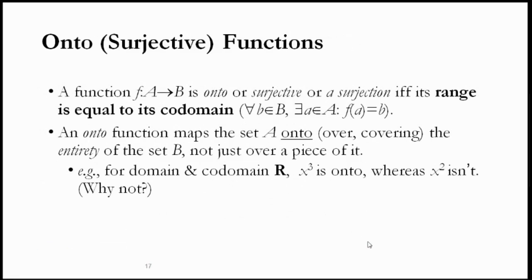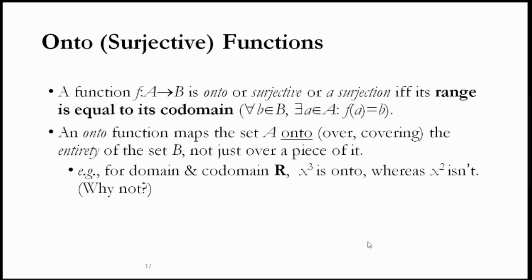Now we'll see the surjective. A function f: A to B is onto, or surjective, or a surjection, if and only if its range equals its codomain. Previously we have seen range is different and codomain is different. Range is only the mapped outputs. Codomain is the possible outputs. Now the cardinality of the range and codomain is becoming equal in case of surjective.